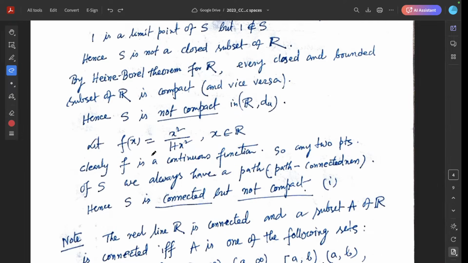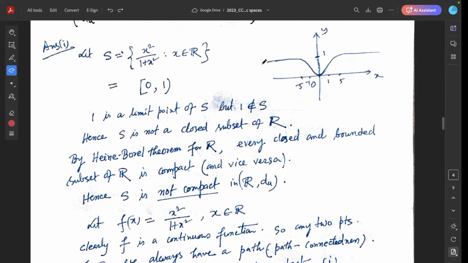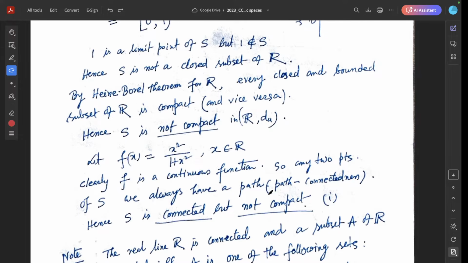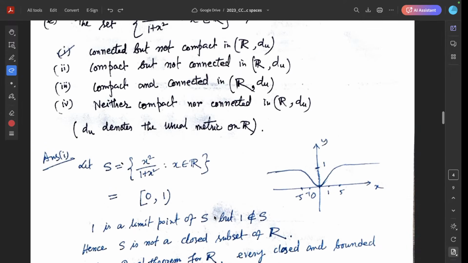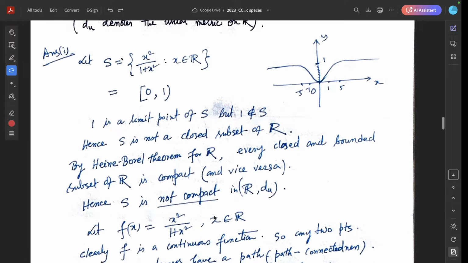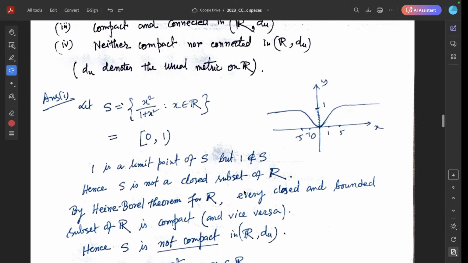And let f(x) = x²/(1+x²), x belongs to R. Clearly, f is a continuous function. And so, for any two points of S, we always have path connectedness. Hence, S is connected but not compact.